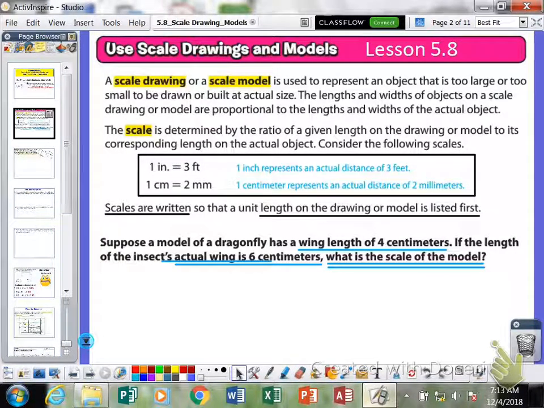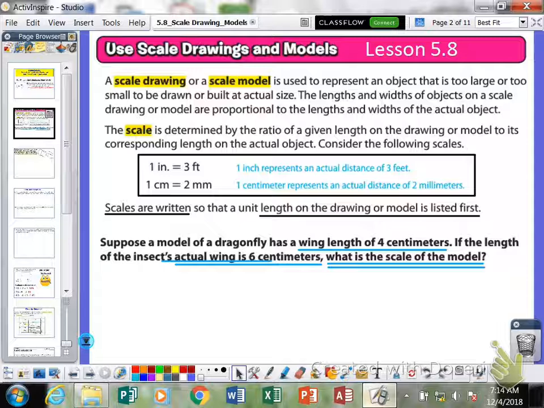Alright, so we're going to talk about scale drawing and models. A scale drawing or a scale model is used to represent an object that is too large or too small to be drawn or built at actual size. The lengths and the widths of objects on a scale drawing or model are proportional to the lengths and the widths of the actual object.